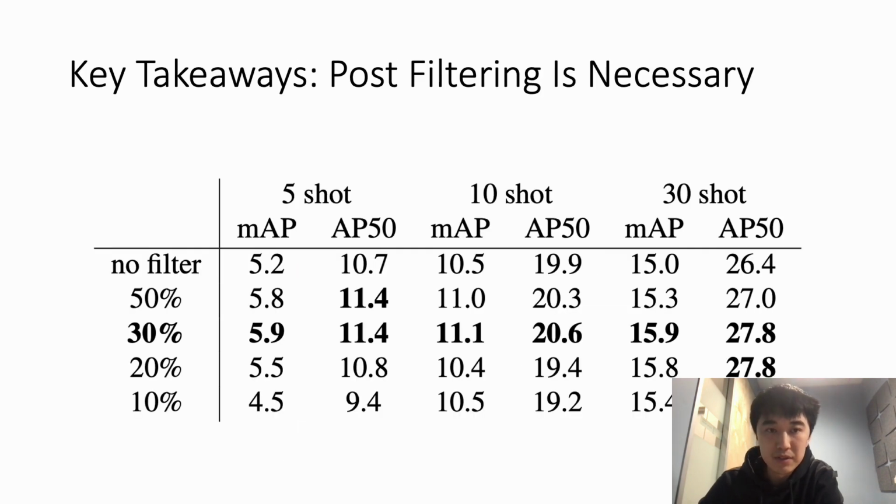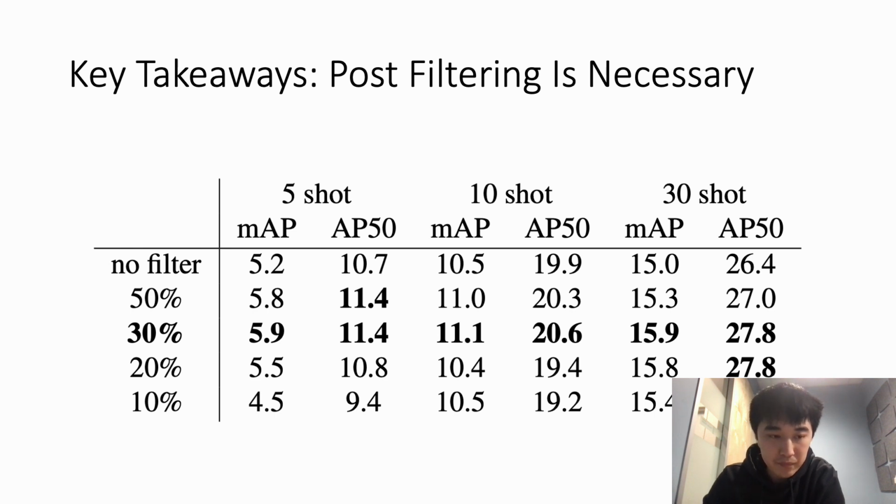And we also have some takeaways apart from the main results. The first one is that post-filtering is necessary. So here we test no filter, and keeping 50%, 30%, 20%, and 10% of the data. We see that 30% works the best, and if we keep 50% of the data, it also works well. But for no filtering, the result is below, and if we keep too little data, like 10% of the synthetic data, the mAP performance is really low.